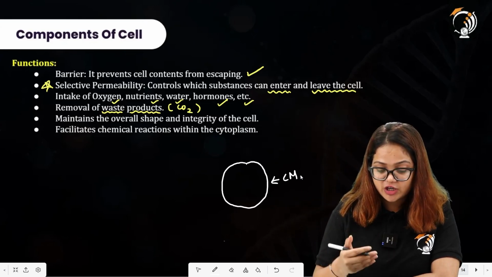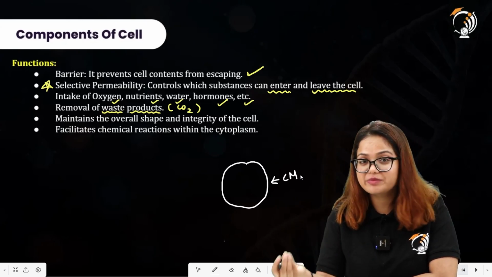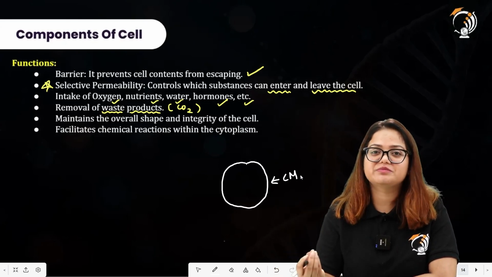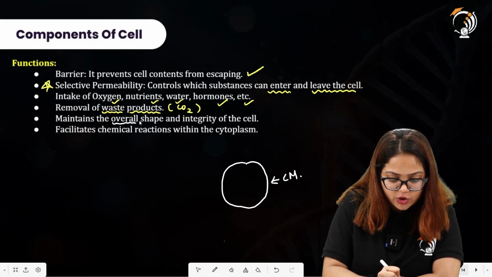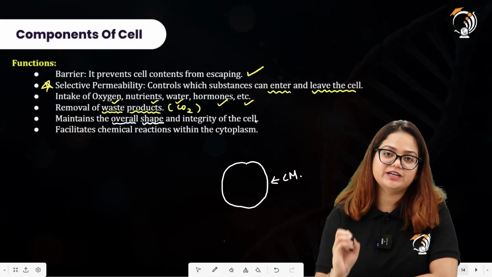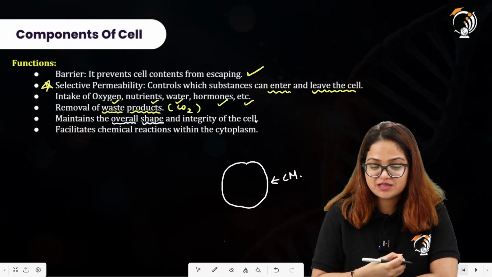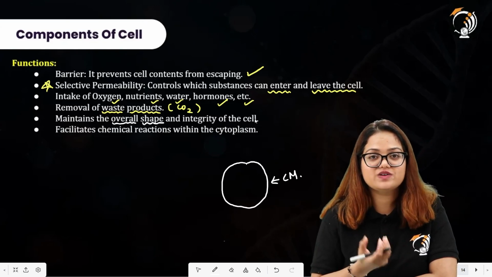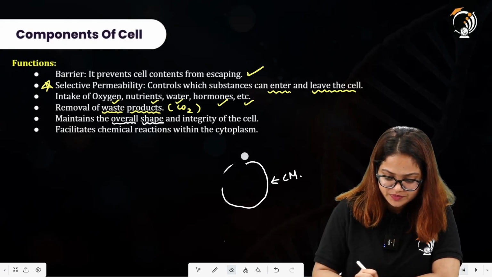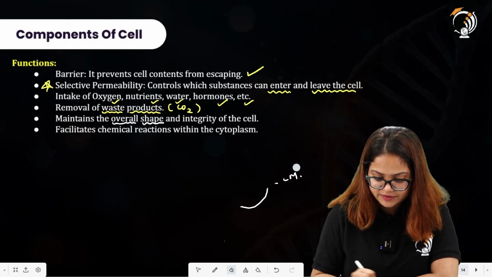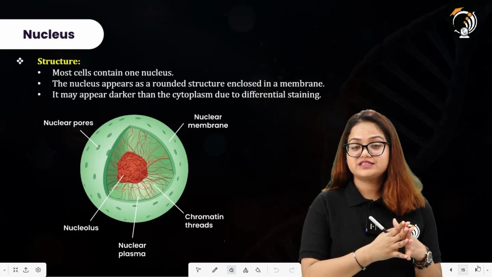In the animal cell, we can observe that this semi permeable membrane here, or you can say selectively permeable membrane, or you can say partially permeable membrane, is the cell membrane which is responsible for maintaining the overall shape and integrity of the cell. It facilitates chemical reactions within the cytoplasm since it allows entry and exit of certain substances across the cell membrane.